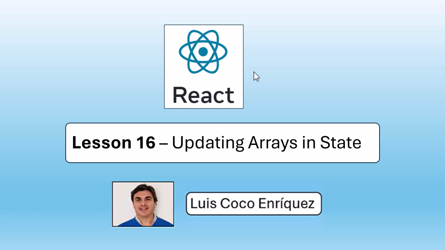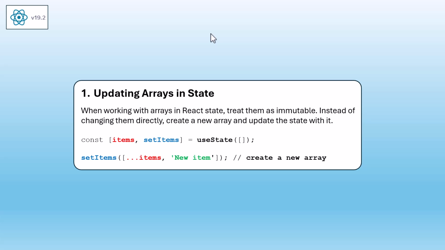Lesson 16: Updating arrays in state. 1. Updating arrays in state. Arrays in JavaScript are mutable by nature, but when you use them in React state, you should treat them as if they were immutable. This means that you shouldn't change the array directly. Instead, when you need to update an array, you create a new one or make a copy of an existing one and then update the state to use that new array.